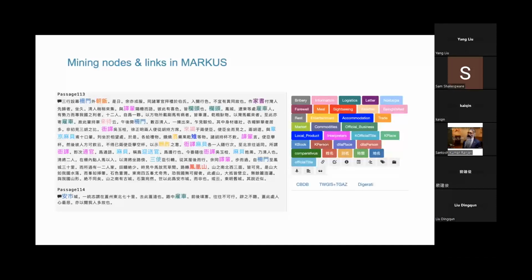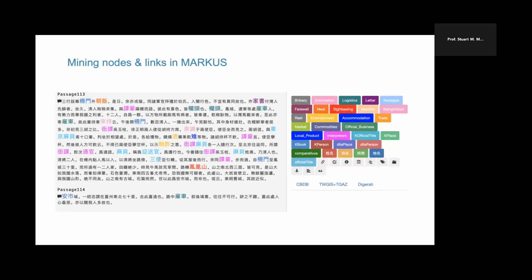So this is a screen capture of how the final text looks in the system. From here you will see I built different classes, like sightseeing, meal, entertainment, accommodation, trade, market, commodities, local products, and also lots of Korean entities like official titles, Korean place names, and books, and so on. So far, I have already tagged entities from different classes. So the next step will be how I link the relations between two different entities.